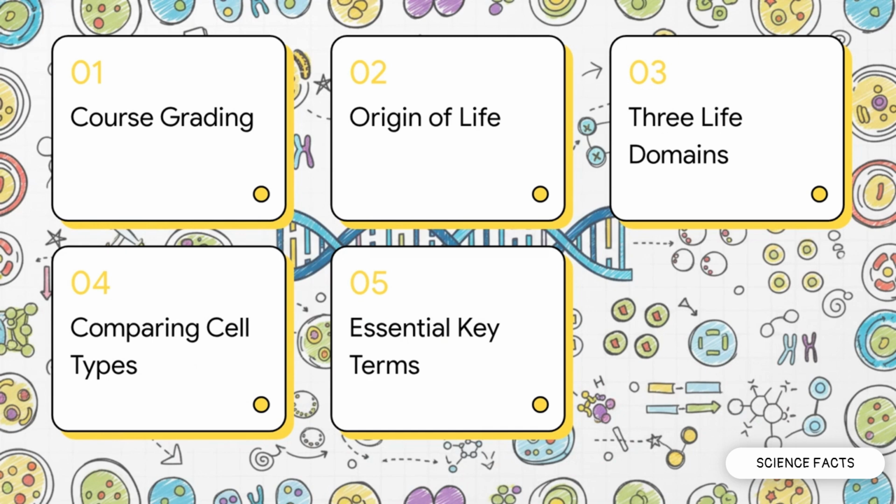So, here's our game plan for this session. First, course grading. Second, the epic origin of life. Third, the 3 life domains. Fourth, comparing cell types. And we'll wrap up with essential key terms.